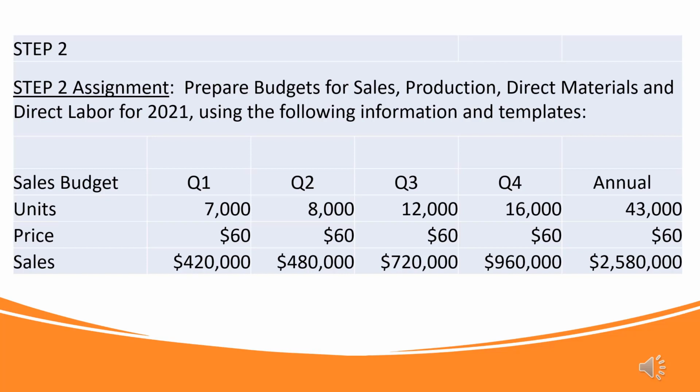Continuing step 2, I need to prepare the budget for sales, production, direct materials, and direct labor for 2021 using the following information and templates. Remember that the sales budget for each of these Qs were developed in the last slide. So I have an annual total budget of 43,000 units being sold. Throughout the year, they will be sold for $60 a piece, and so my total sales will amount to $2,580,000 for the whole year.